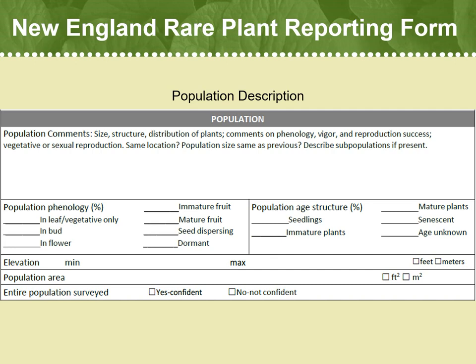In addition to the number of ramets and genets, we want to know about the population phenology, age structure, area, elevation, and whether you are able to survey the entire population or not. We also include a field to provide a verbal or qualitative description of the population to capture information that the other, more quantitative fields may not.